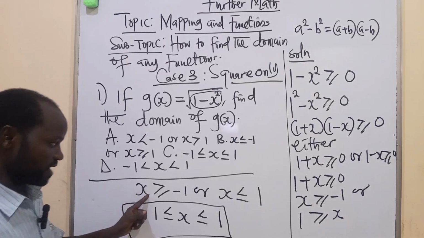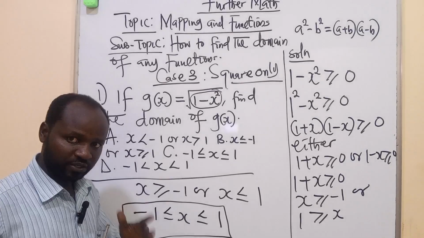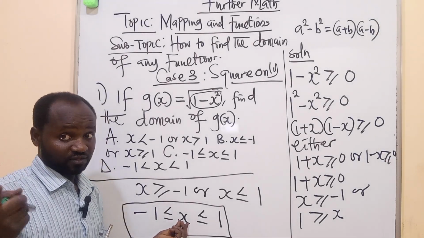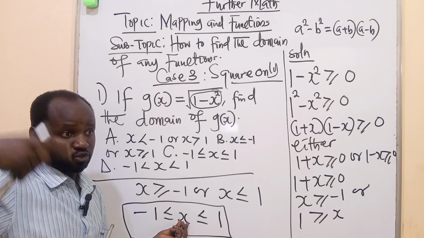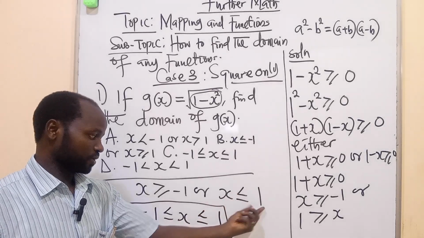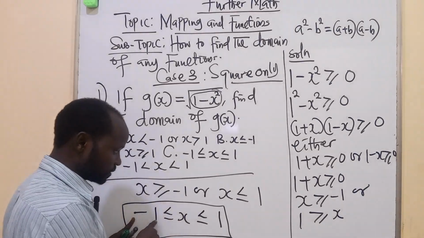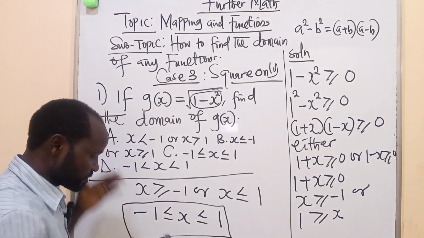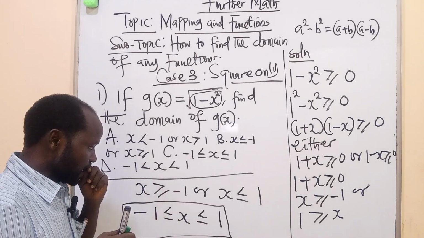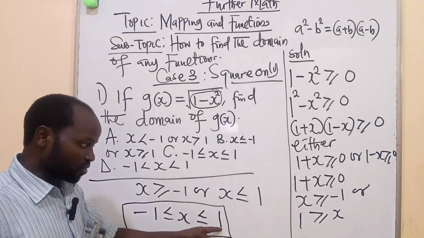Let me explain again. X is greater than or equal to minus 1. It means minus 1 is less than or equal to x. Based on the example that I was explaining before, if James is taller than John, it means John is shorter than James. Very important. And here we have x less than or equal to 1. So this will be the range. It means the range of value of x will be from minus 1 to 1 inclusive. So x cannot be less than minus 1. X cannot be more than 1.